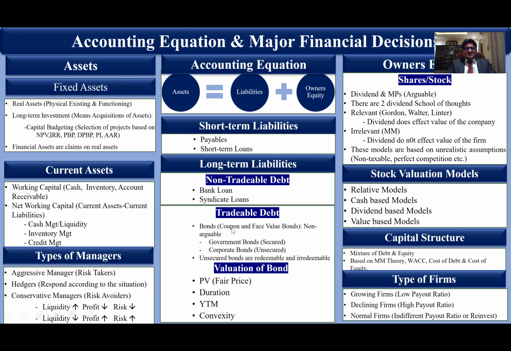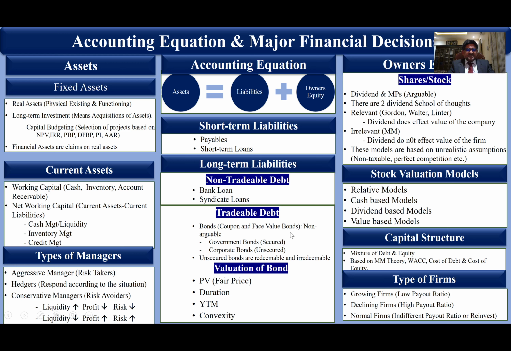There are two types of bonds: government bonds and corporate bonds. Government bonds are secured bonds, so they have low risk. If there is low risk, there will be low profit. These secured bonds can be T-bills and T-notes issued by the government.